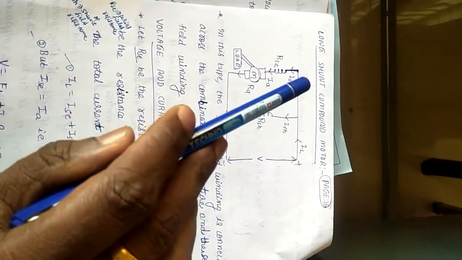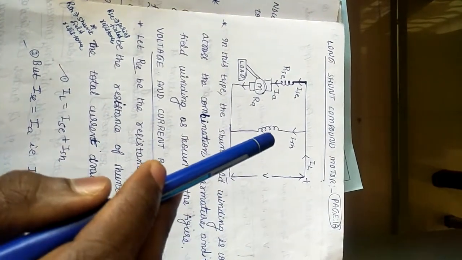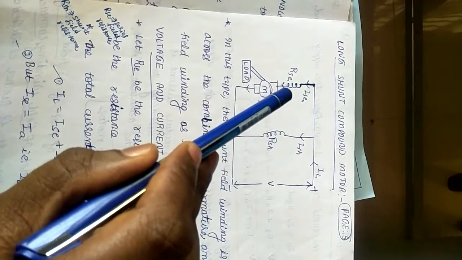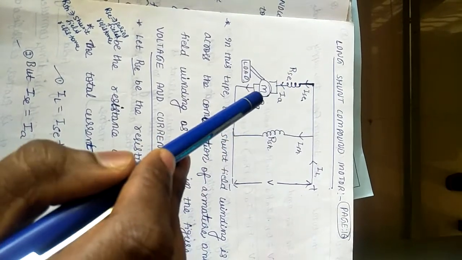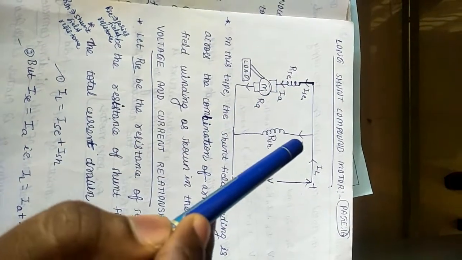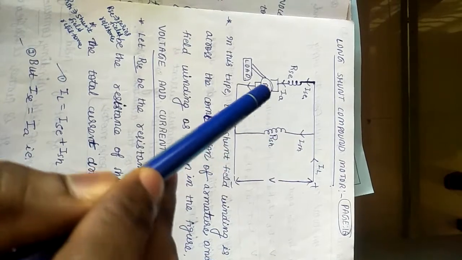So this is the circuit diagram for the DC long shunt compound motor. Here you may observe a part of the field winding is connected in series with the armature, that is this one, and a part of the field winding is connected in parallel with respect to the armature.